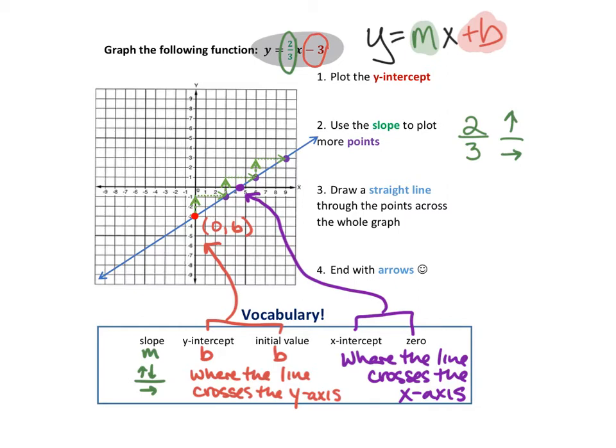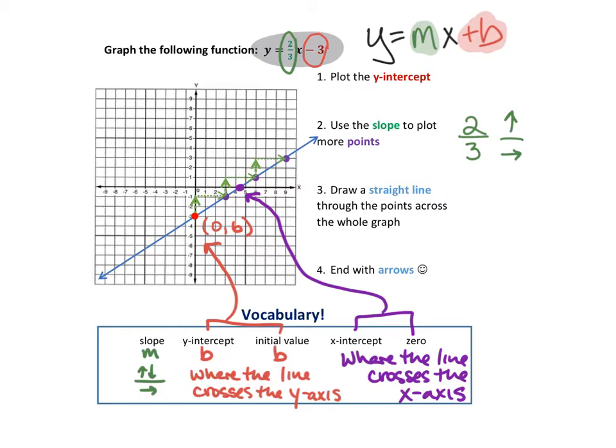We have 4 vocabulary words, but only 3 places on a graph we have to look for them. Slope, or rate of change, is the rise over the run. The y-intercept, or initial value, is where the line crosses the up and down, or y-axis. It's our beginning value. The x-intercept, or the 0, is where the graph crosses the x-axis, which is the flat axis. Easy. They're just places we look on the graph.